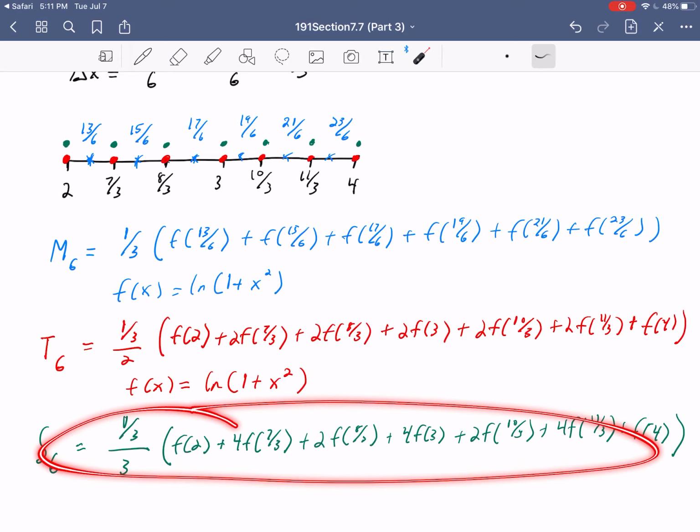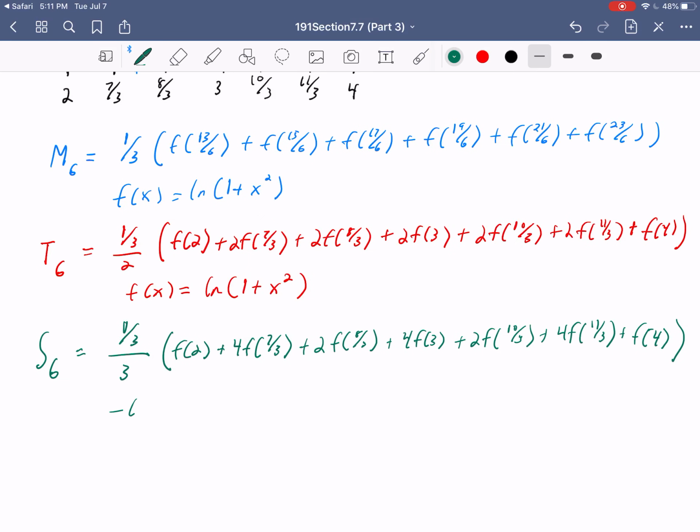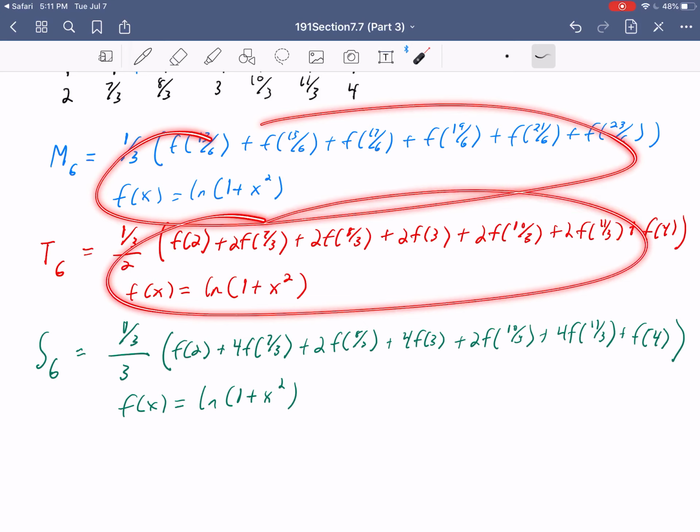So there would be the Simpson's rule approximation, and again we should just make a note, f of x here, of course, is still just going to be ln of 1 plus x squared. Okay, so there we go. There's our 3 main approximations.